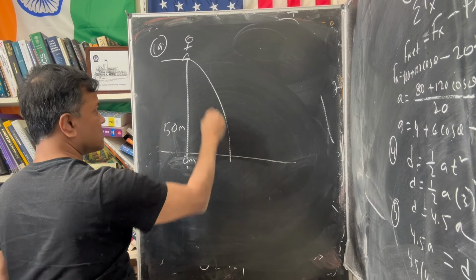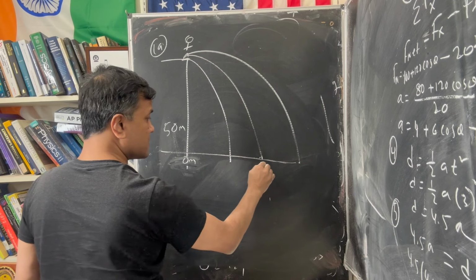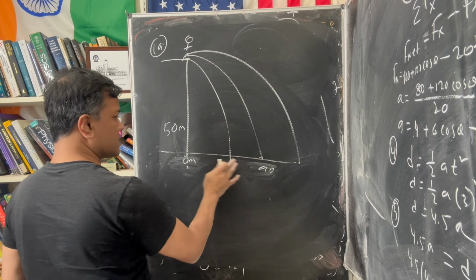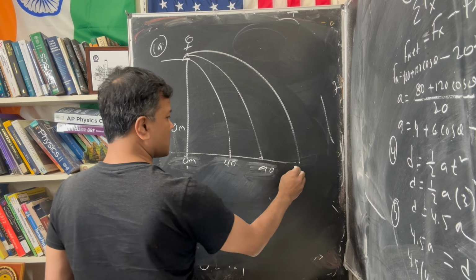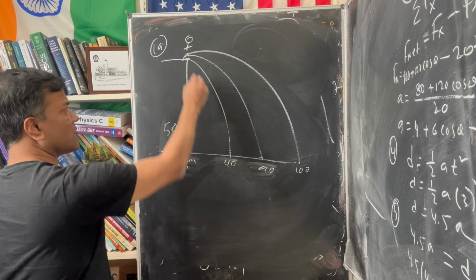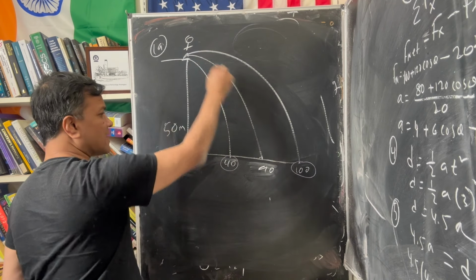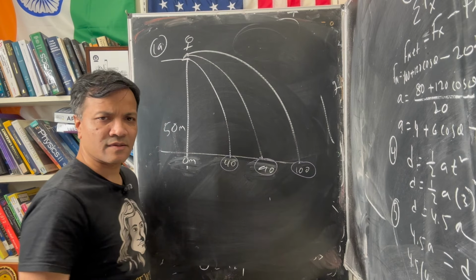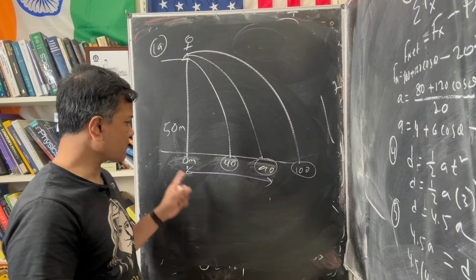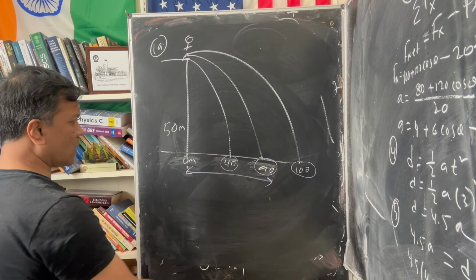Not here. Not here. Not even here. So here is 90 meter. So here is, let's say, 40 meter. Here is 100 meter. So you don't want to land at 40 meter. You don't want to land at 100 meter. You want to exactly land at 90 meter from the wall. So how can you solve it?